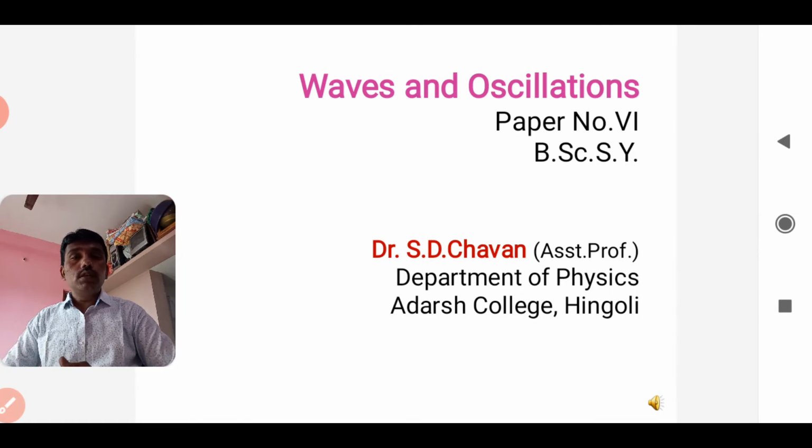As far as the distance between consecutive node points is concerned, it is lambda by 2. And for consecutive antinodes, it is also lambda by 2. But the distance between a node and an antinode is lambda by 4. As far as the strain is concerned, it is maximum at the node point and minimum at the antinode point. That means from the node point to the antinode point the strain decreases, but it increases from antinode point to node point.